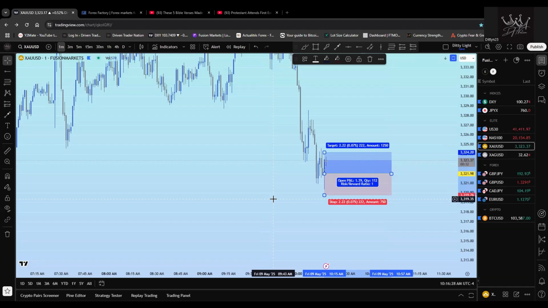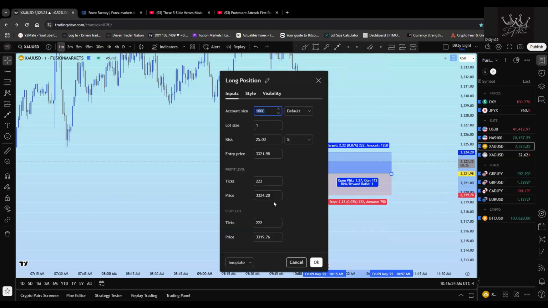So I decided to enter on gold. My best position is 83. My worst is 33.22.